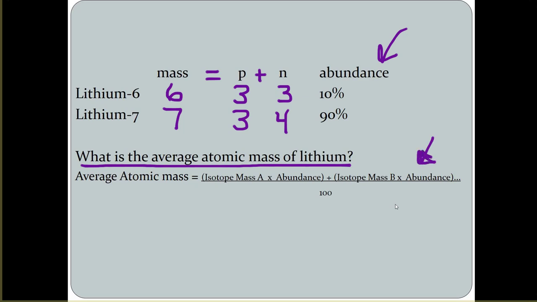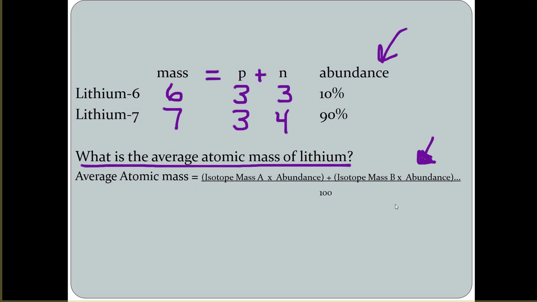So this formula is in your packet, but you may want to write it down in your notes. And the pattern of this is we're going to take the mass times the abundance and keep it as a percent. Don't take it out of the percent. I find that students make really stupid errors if they take it out of the percent too soon. So what we're going to do is just multiply the mass by the abundance percent, and then at the very, very end, we're going to divide by 100. Let's go ahead and work through this problem.